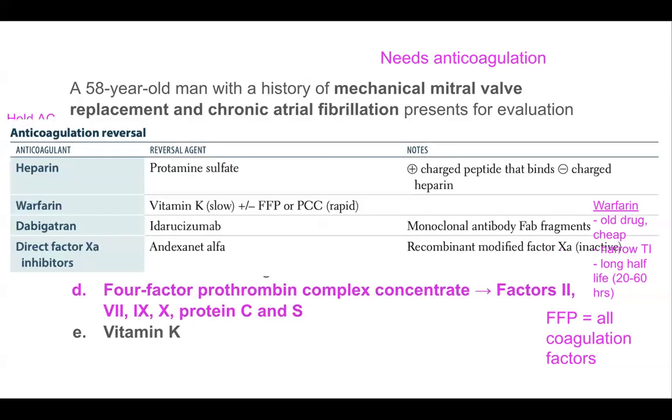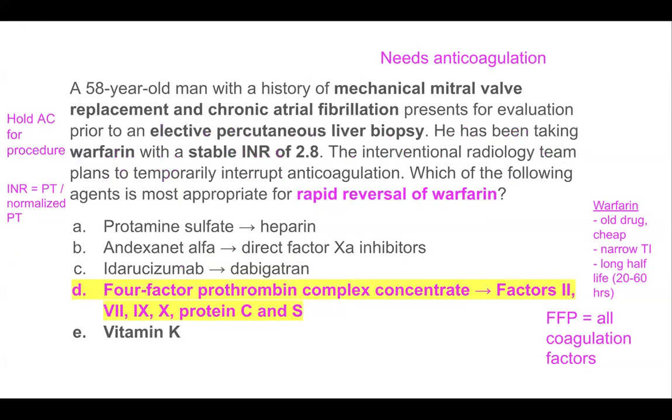And just to pull up this anticoagulation reversal snippet from First Aid, we see heparin is reversed by protamine sulfate. It's a positively charged peptide that binds the negatively charged heparin to inactivate it. We talked about vitamin K with or without FFP and PCC for warfarin. We talked about for dabigatran, this monoclonal antibody that is used to reverse it. And then andexanet alfa for direct factor 10A inhibitors, which is just a recombinant factor 10A. So indeed, D is the answer here.